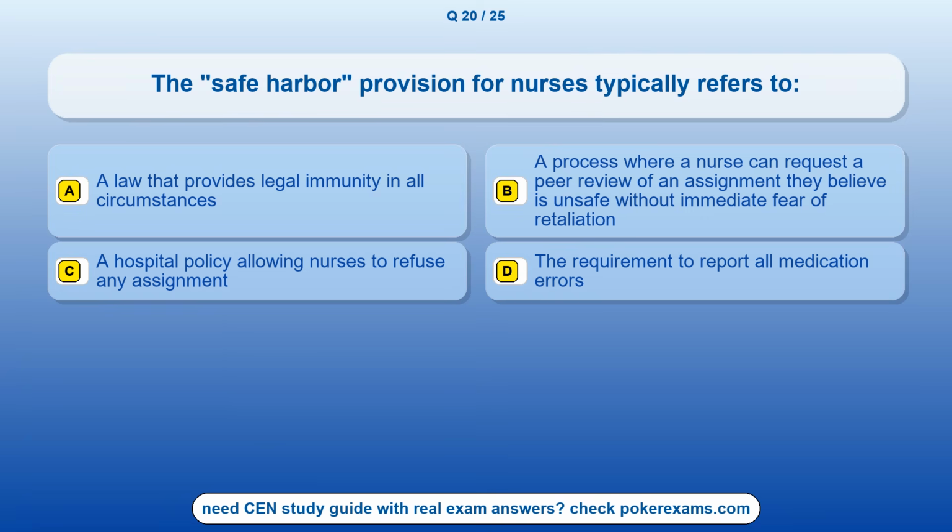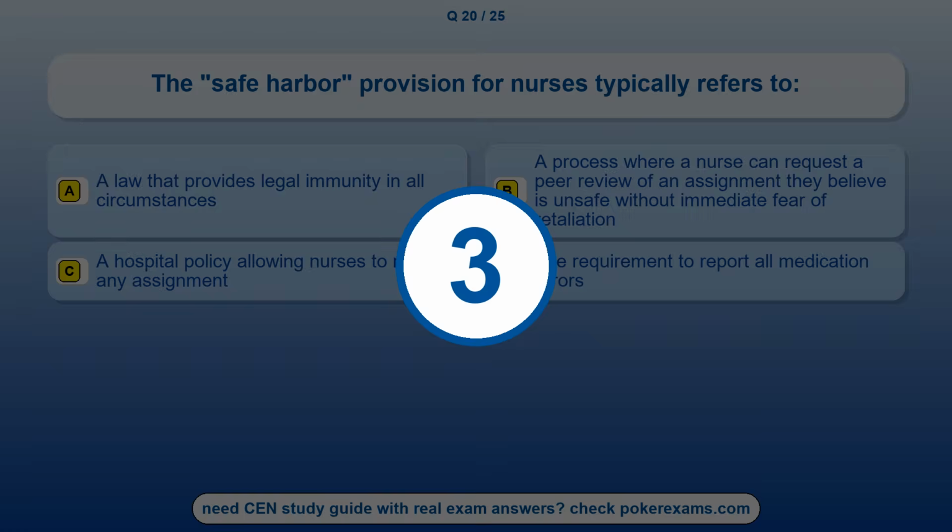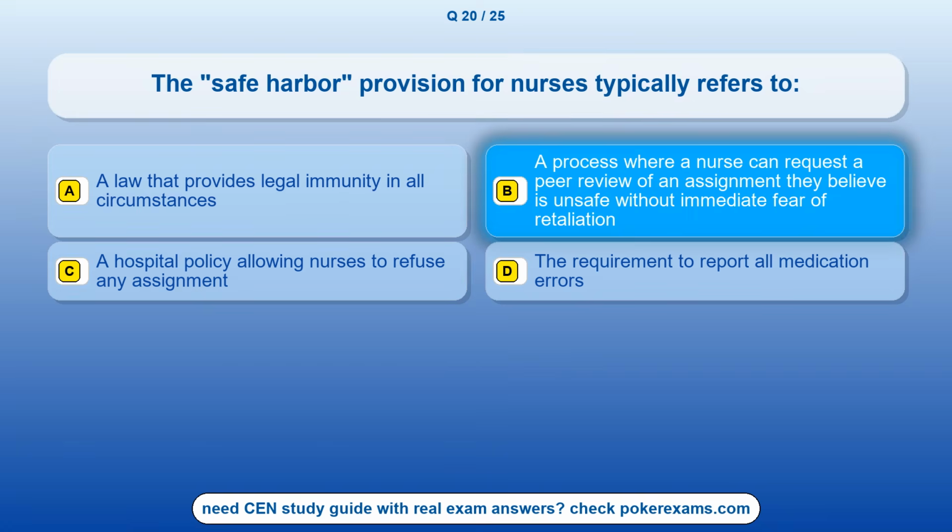Question 20. The safe harbor provision for nurses typically refers to option A, a law that provides legal immunity in all circumstances, option B, a process where a nurse can request a peer review of an assignment they believe is unsafe without immediate fear of retaliation, option C, a hospital policy allowing nurses to refuse any assignment, option D, the requirement to report all medication errors. The correct answer is option B, a process where a nurse can request a peer review of an assignment they believe is unsafe without immediate fear of retaliation.